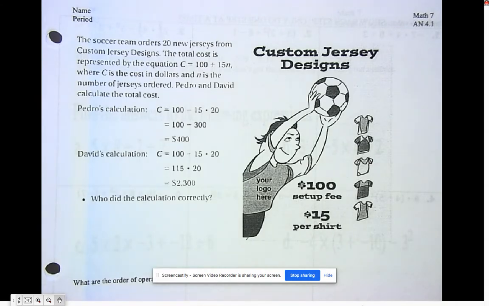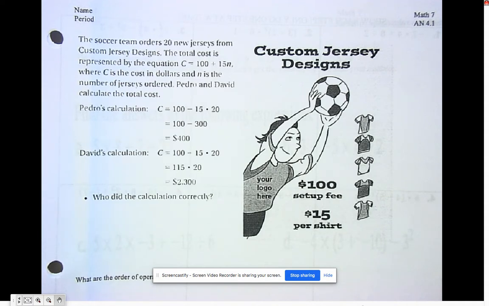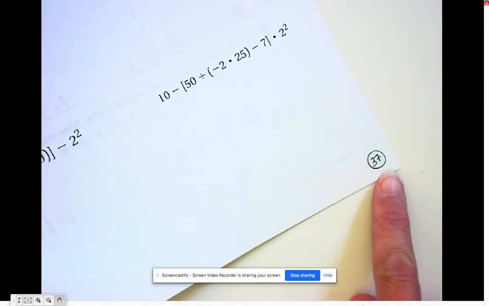Okay, today we're going to work through the Accentuating the Negative investigation for Section 1. This is on page 37 in your green folder. So 37 is what you want to find in your green folder.